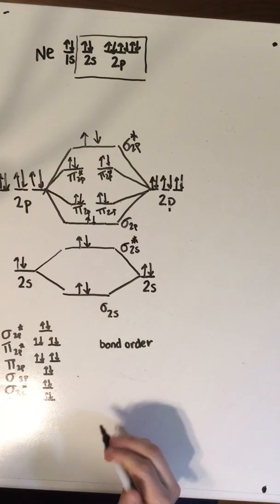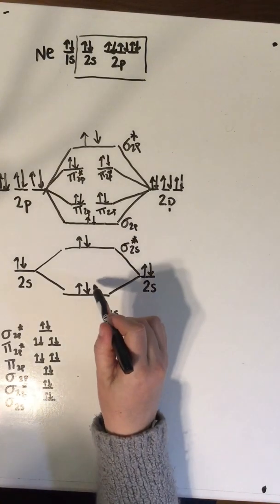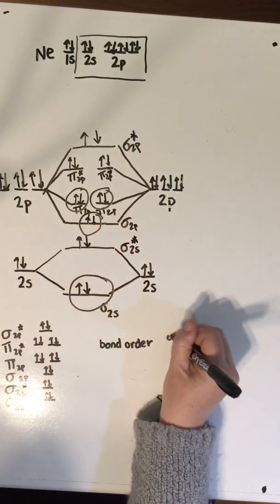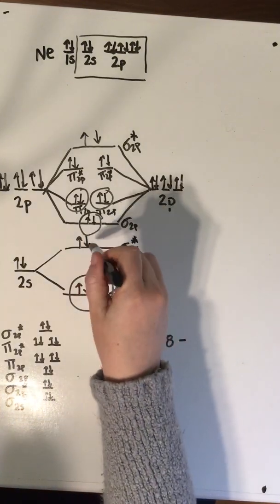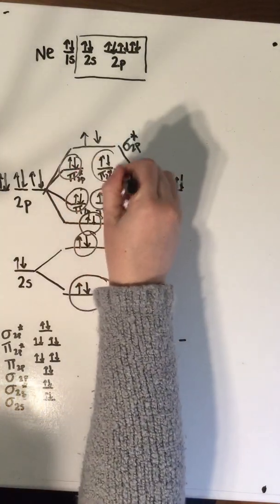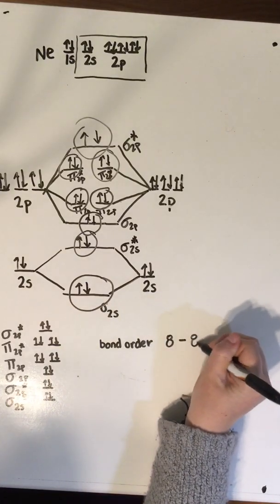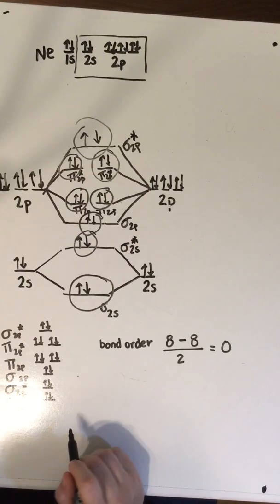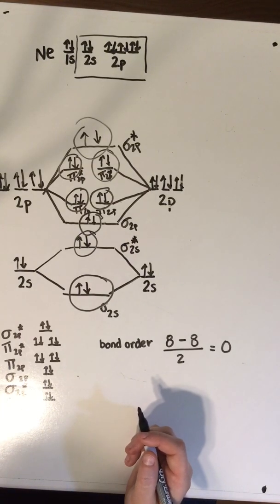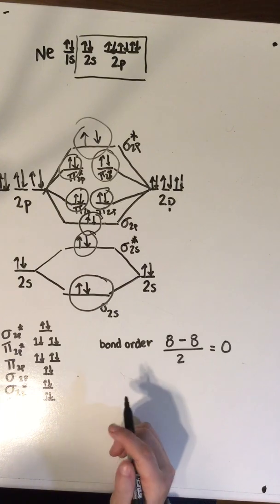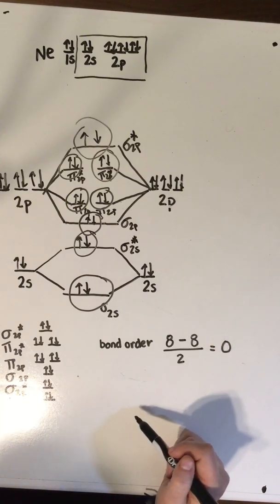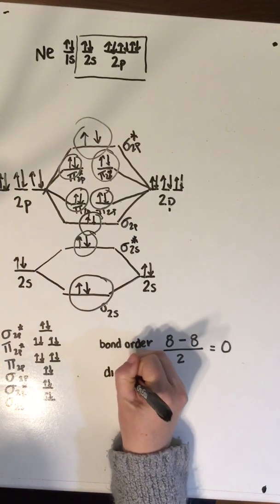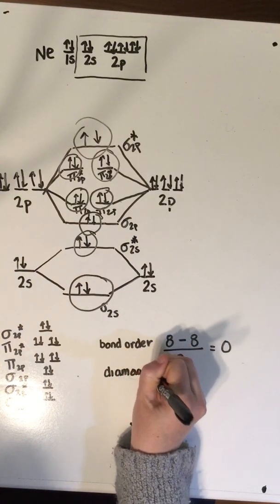Bond order is equal to the number of electrons within bonding, so that's 1, 2, 3, 4, 5, 6, 7, 8, minus the number of electrons in antibonding, 1, 2, 3, 4, 5, 6, 7, 8, divided by 2, that's going to be 0. And since it's a bond order of 0, that tells us it's not stable. In order to actually gain stability or lower the energy, you need an overall bond order greater than 0. We also notice that there are no unpaired electrons, so based on this, we would predict diamagnetism.